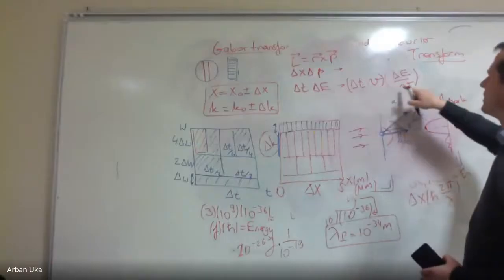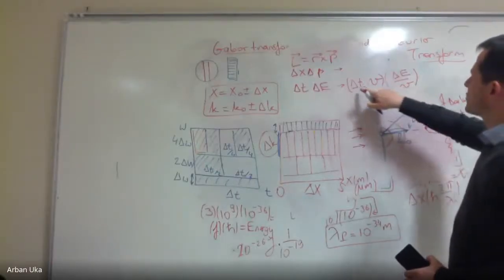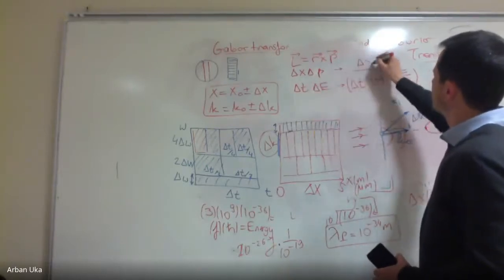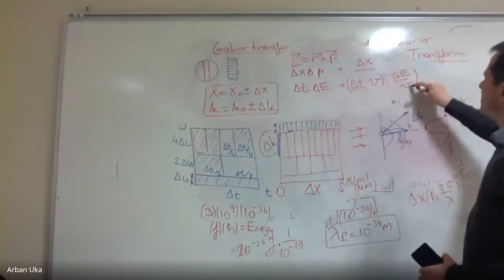So I multiply by velocity and divide by velocity, that's good. So what is time times velocity? It is delta x. So I can write here delta x, right? What is energy divided by velocity?